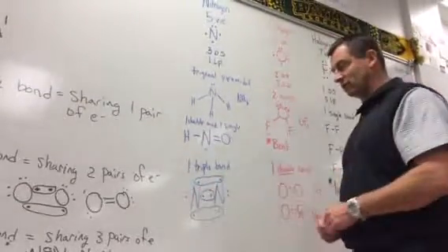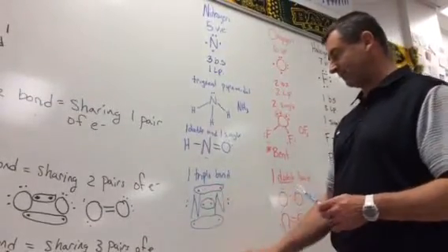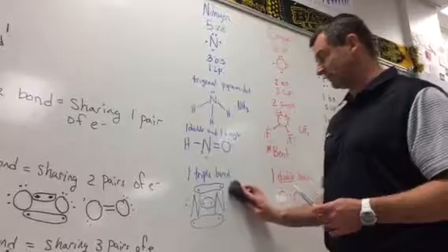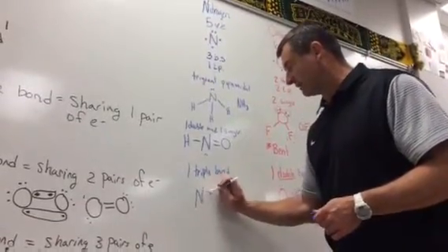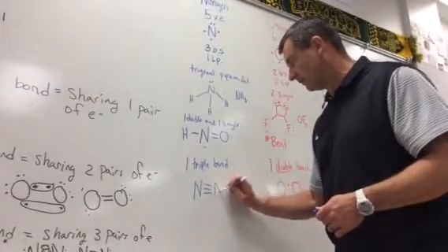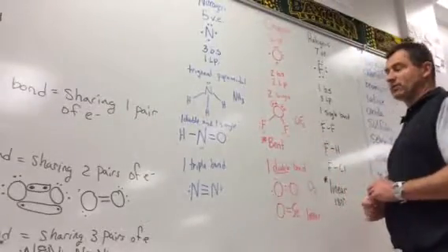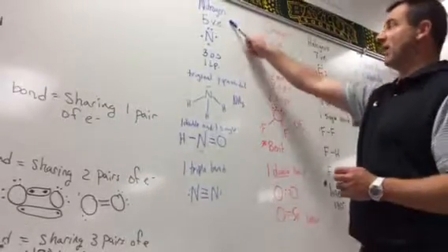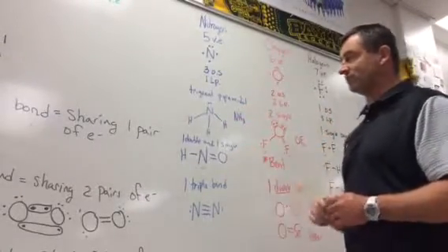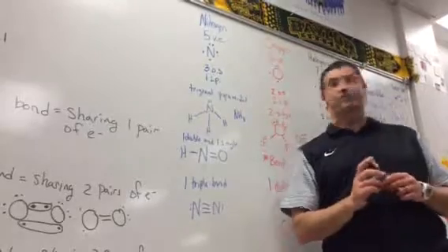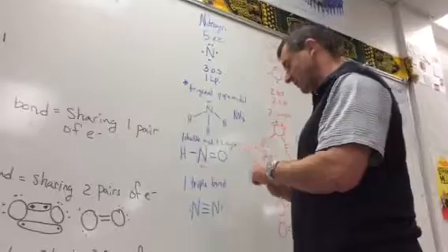You want 8 total. So you just count up. Each stick represents 2. So 1, 2, 3, yep. 6 plus 2 is 8. Now, how do we draw that without making it that big? You draw 3 sticks between it. And the nitrogen's family has 1 lone pair. So that's a triple bond. So nitrogen can bond 3 different ways: all single, a double and a single, or one triple. Any question on that? It's called trigonal pyramidal. So that's the geometry, the VSEPR geometry.